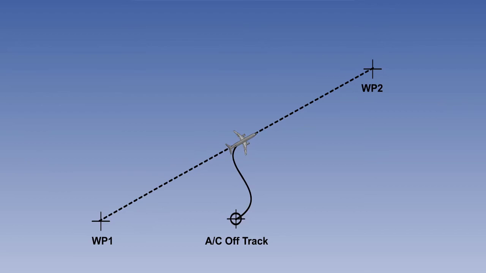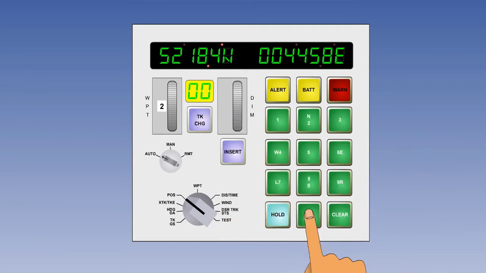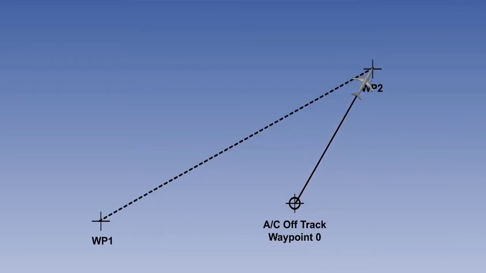However, there is a facility for steering directly from present position to a waypoint. This is called waypoint zero. It is not possible to preload a waypoint zero because there is no zero selection on the thumb wheel. But if the operator selects track change 0 2 insert, the present position at the moment of pressing insert is inserted as waypoint 0, and the aircraft is steered from that position directly to waypoint 2.